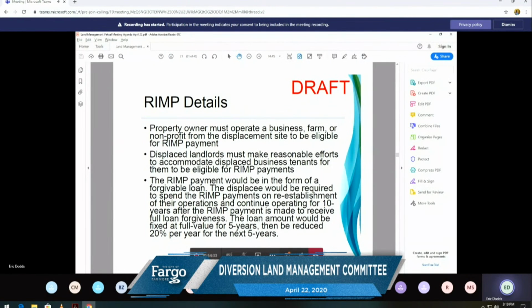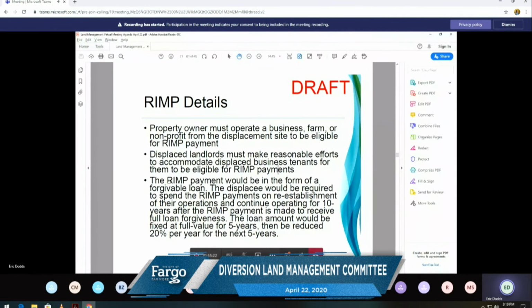Some additional details here: in order to be eligible, the property owner must either operate a business, farm, or nonprofit from the displaced site to be eligible for those payments. We also recognize that there are situations where, for example, there's a family farm that may still be owned by the father or the grandfather, but the son or the daughter or the younger siblings are actually operating the business. And so there's a situation where you have a displaced landlord and a displaced tenant. And in this situation, what we're suggesting is that the displaced landlord must make reasonable efforts to accommodate the displaced tenants, so that they're eligible for the payments made through this program.